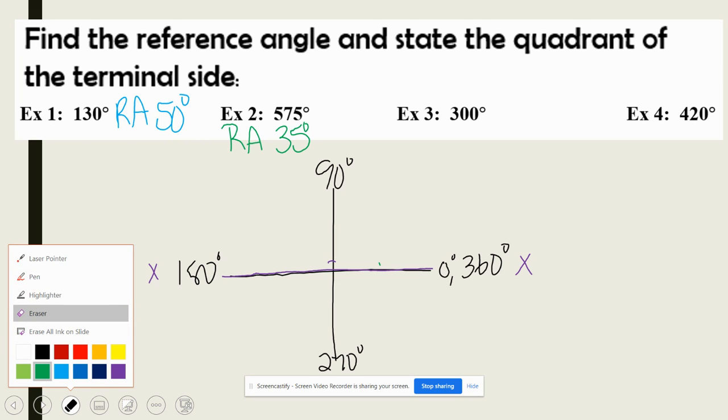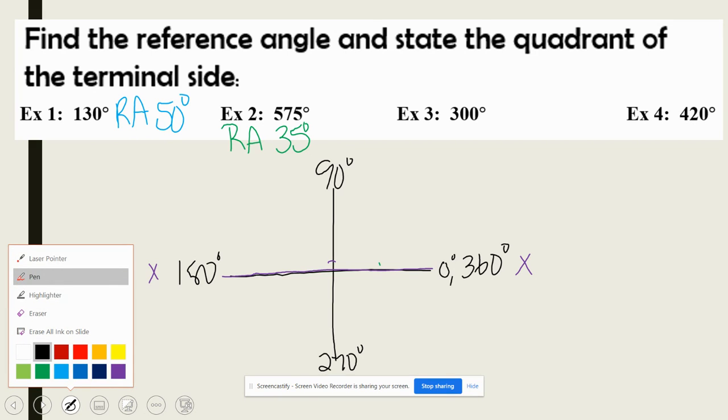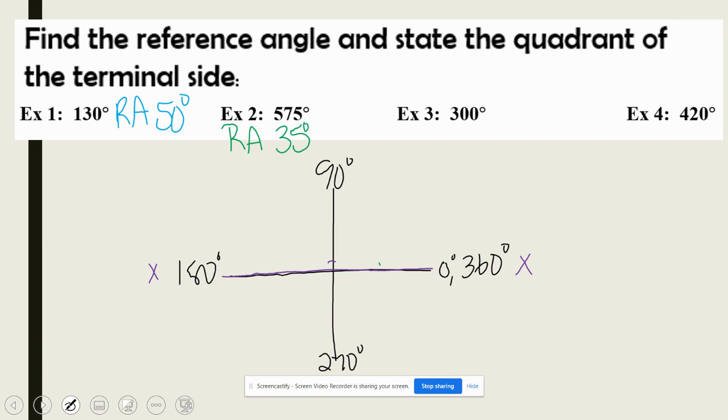All right, our next one, 300 degrees. 300 degrees is in quadrant 4. It's between 270 and 360, roughly about right there. So there is 300 degrees.